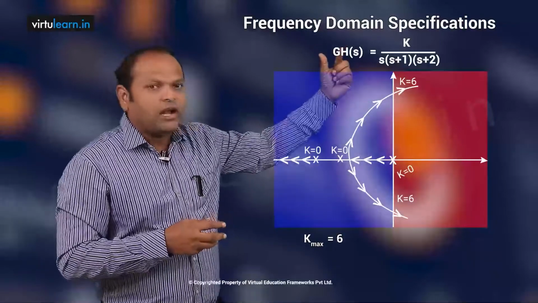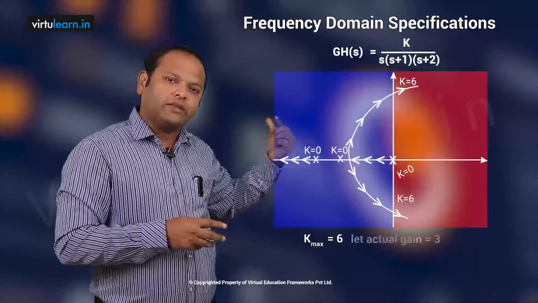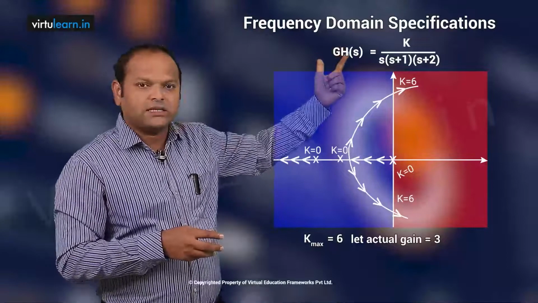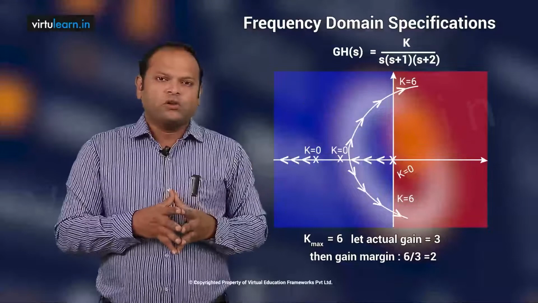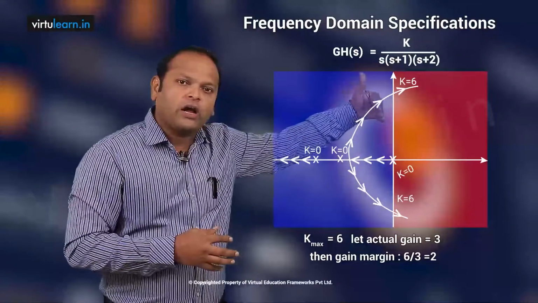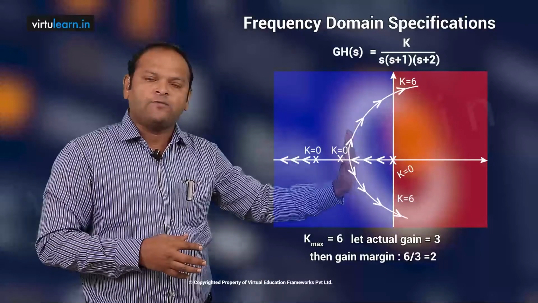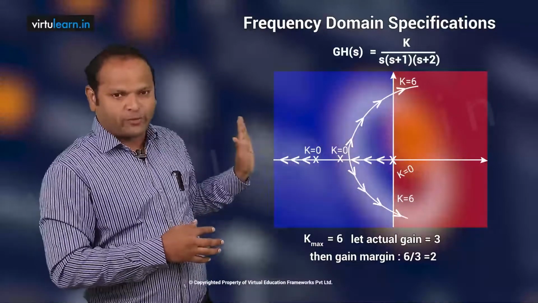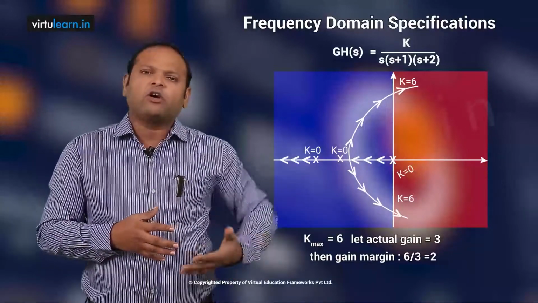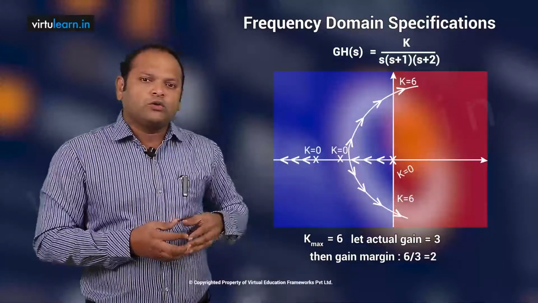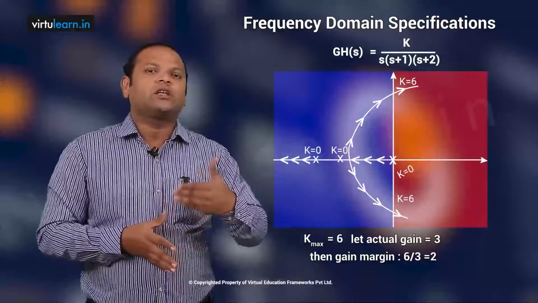Therefore that is the value I want to take. What is your actual gain? Your actual gain may be 3, and the maximum allowable gain is 6. Then the gain margin is 6 by 3, which is 2. It tells you how far you are from the imaginary axis, which is the borderline. If you have more gain margin, then you are more stable, because the gain required to make you unstable is very large. That is what the gain margin is.